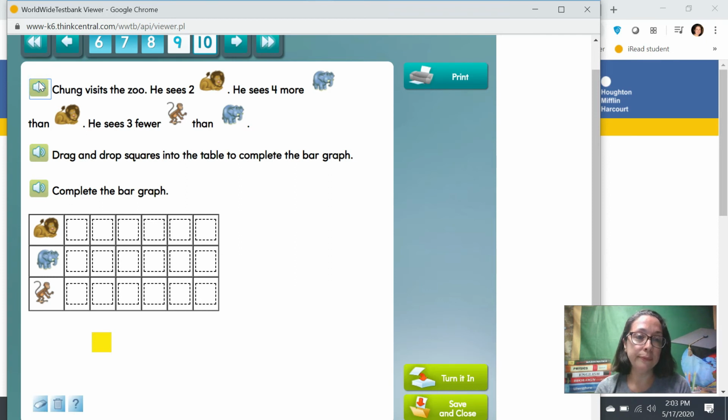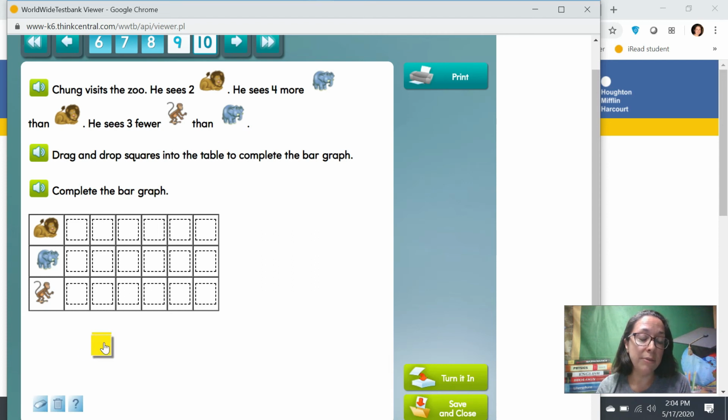Chung visits the zoo. He sees 2 lions. He sees 4 more elephants than lions. He sees 3 fewer monkeys than elephants. Ok, so muy importante de entender bien. Chung visita el zoológico. Él ve 2 leones. So, tienes que representar con las cajitas.